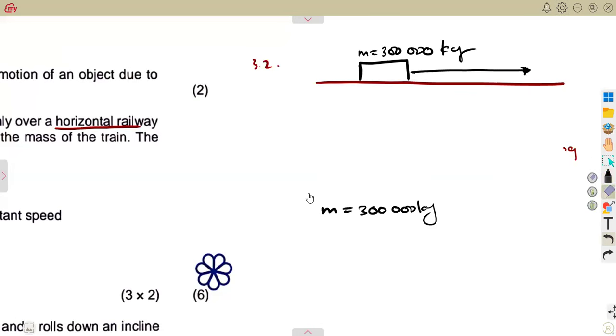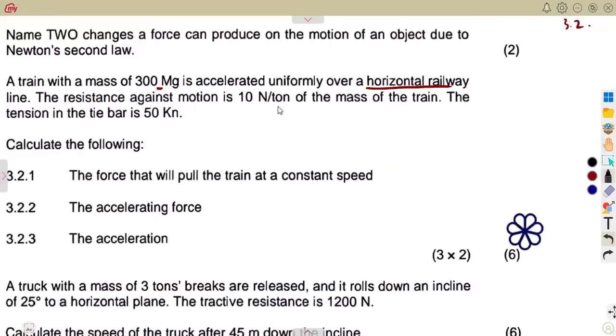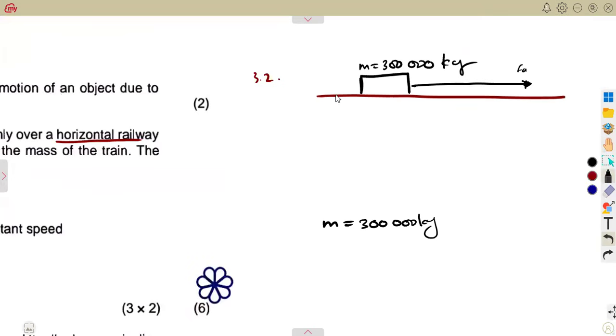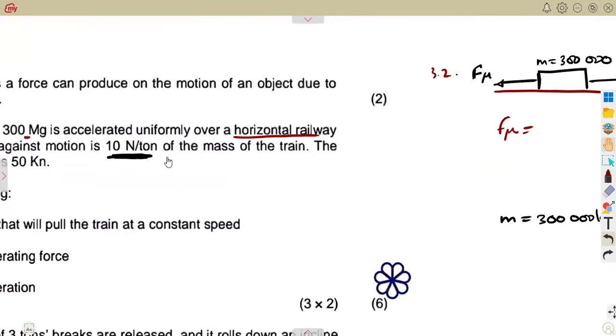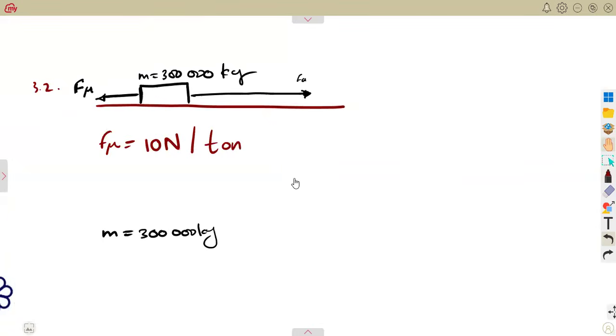You can write it in a way that we do understand. So we have got the resistance against motion is 10 Newton per ton. As the train is accelerating, there is a resistance against motion, which is the frictional force. We are told that this frictional force is 10 Newton per each ton. So the question is, how many tons do we have?